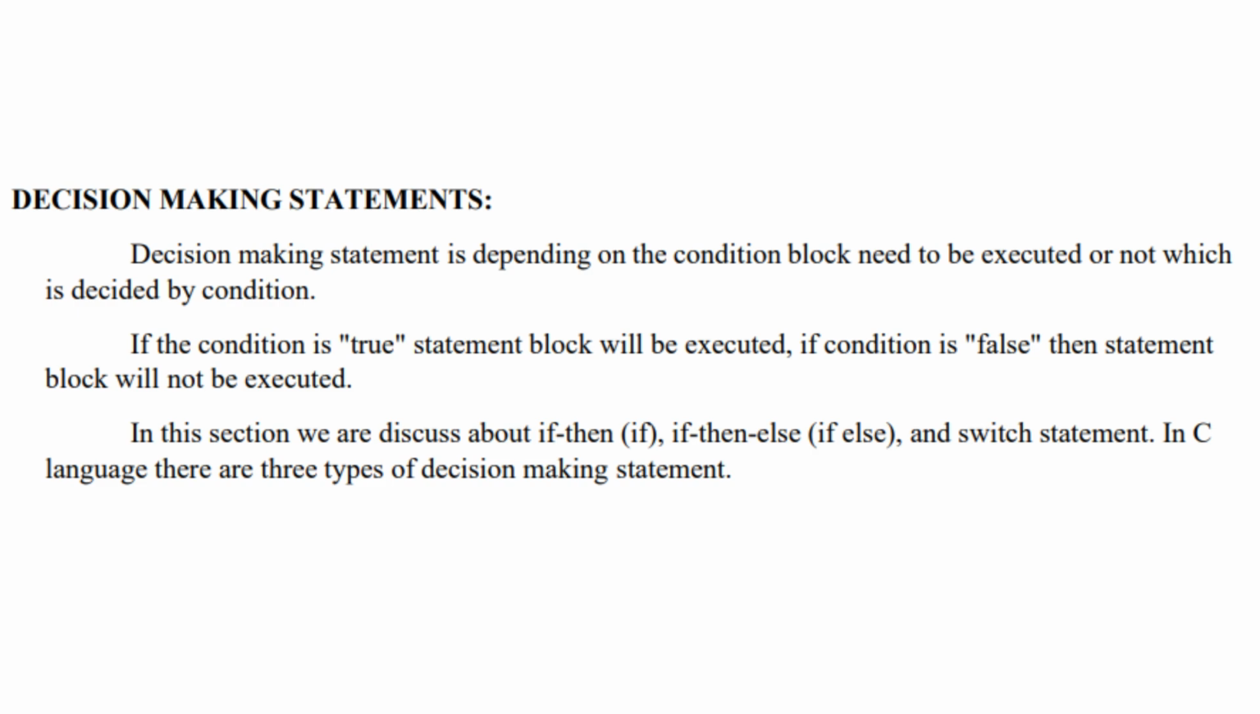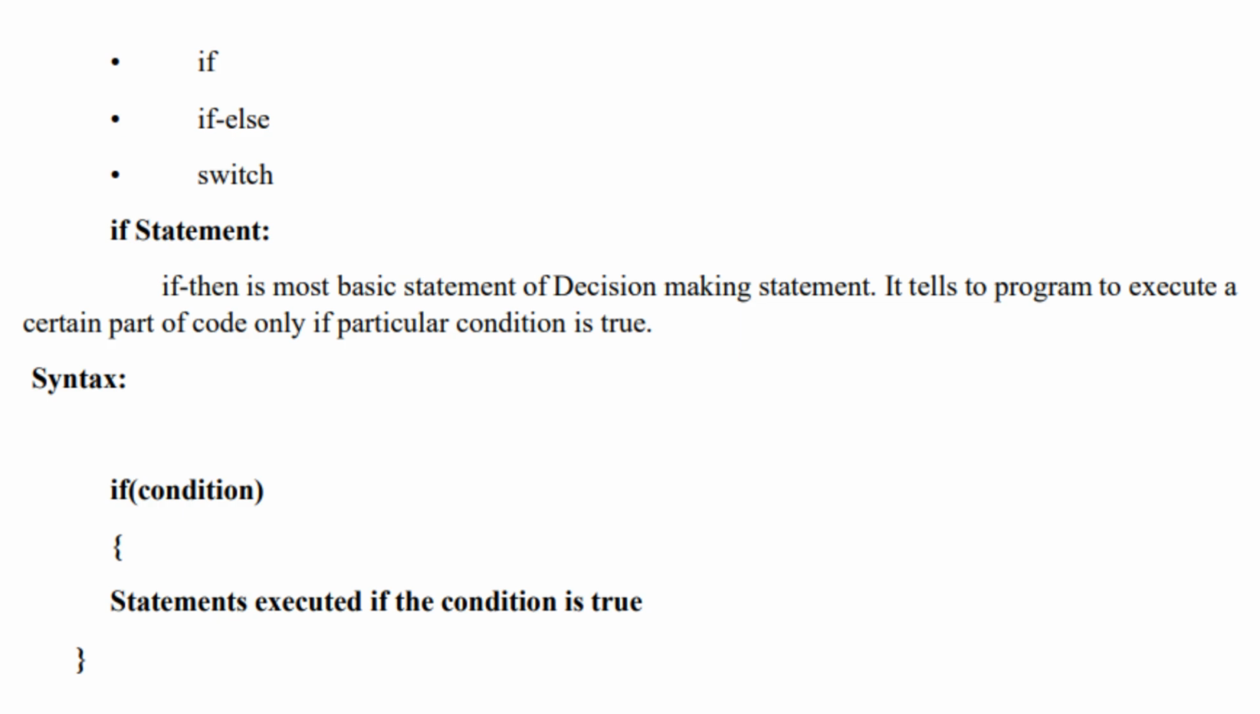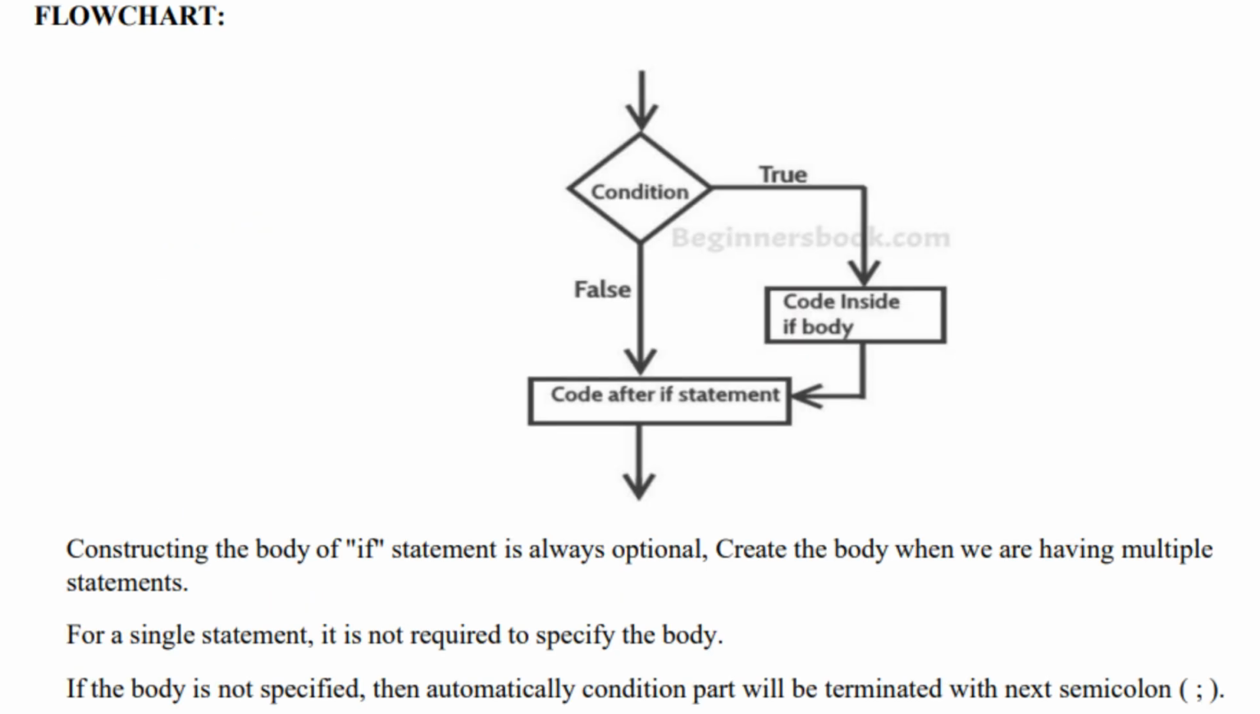In C language there are three types of decision-making statements: if, if-else, and switch. The if statement is the most basic decision-making statement. It tells the program to execute a certain part of code only if a particular condition is true. Constructing the body of an if statement is always optional. Create the body when we have multiple statements. For a single statement, it is not required to specify the body. If the body is not specified, then automatically the condition part will be terminated with the next semicolon.